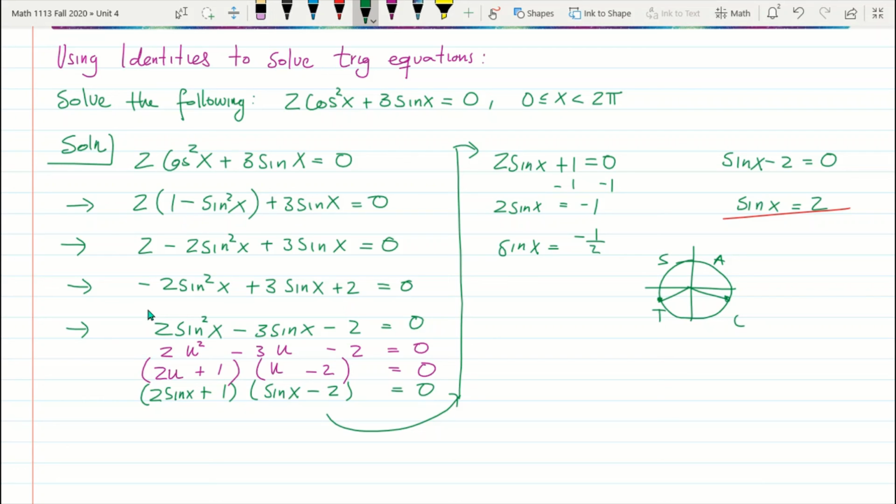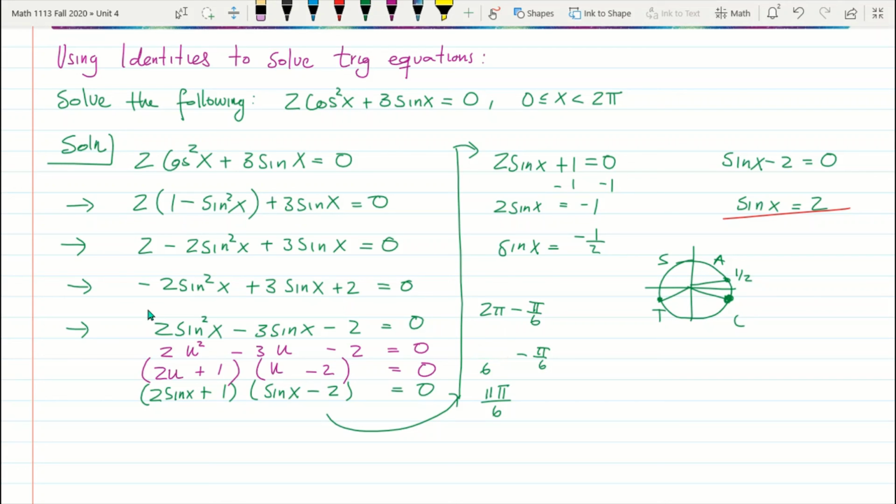One way to do it, if you don't know, is that sine of pi over 6 gives us 1 half. So you could do 2 pi minus pi over 6, and so this is 2 pi, well actually 12 pi over 6, minus pi over 6, and we get 11 pi over 6, and that's this value down here in the fourth quadrant. So that is one of the solutions.